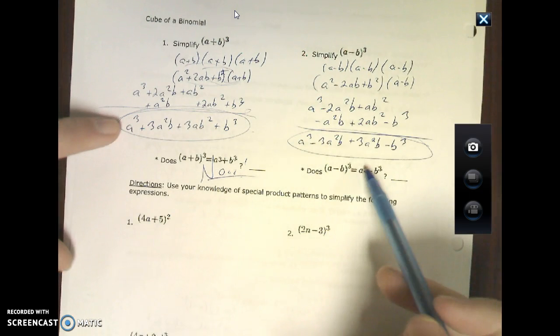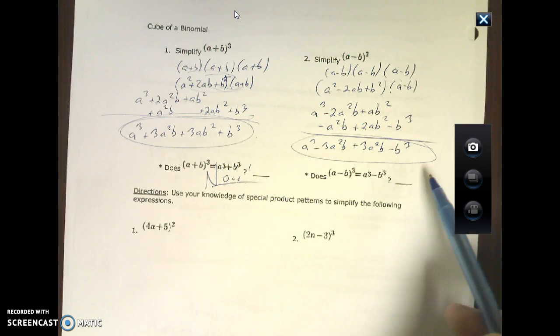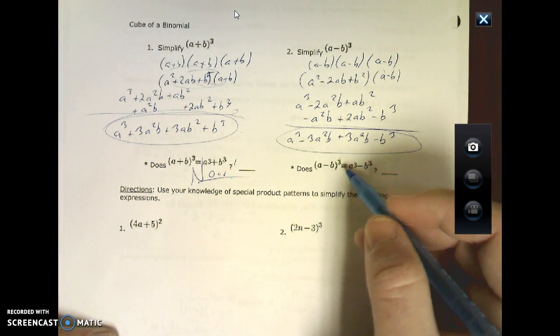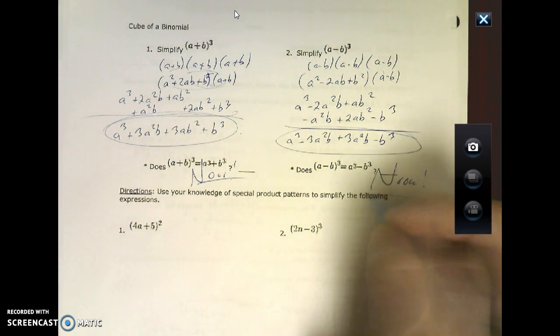What do you notice is similar between these two? Well, basically they're the same values. The only thing different is the alternating sign if it's negative. So, again, does a minus b, the quantity cubed, equal a cubed minus b cubed? No. Okay.